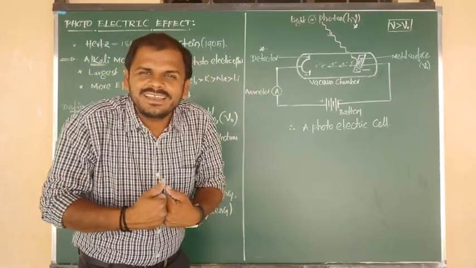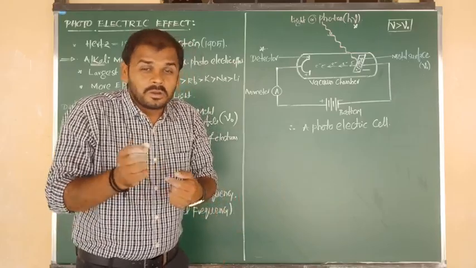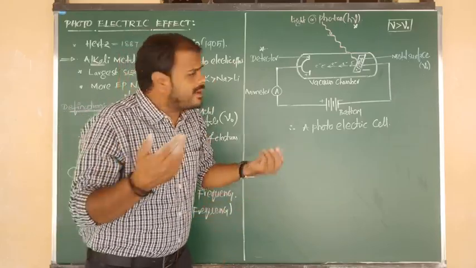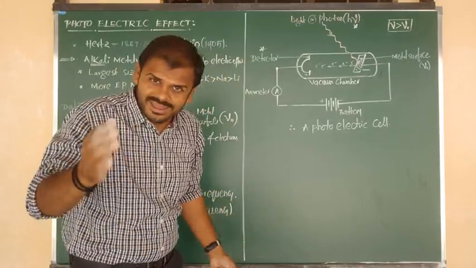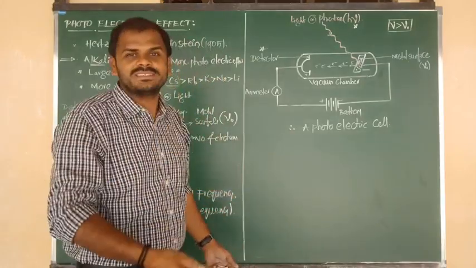What is the use of the ammeter? To measure the current, to measure the electricity. Sir, where is electricity being produced here? Here electricity is being produced. If you want, you can see.